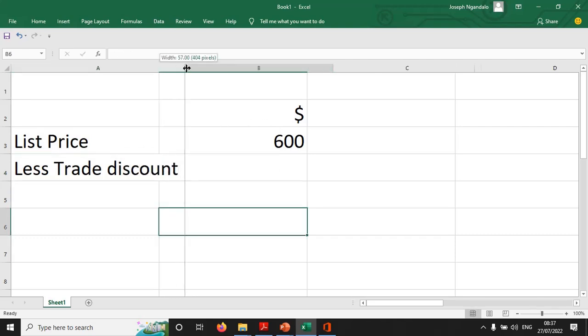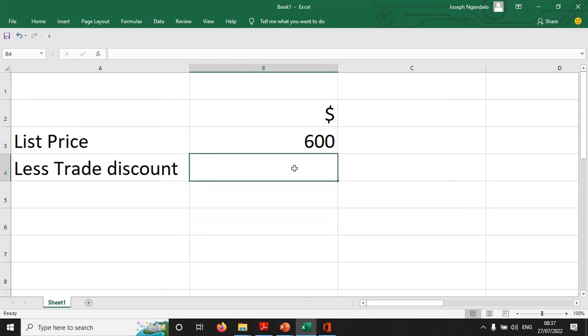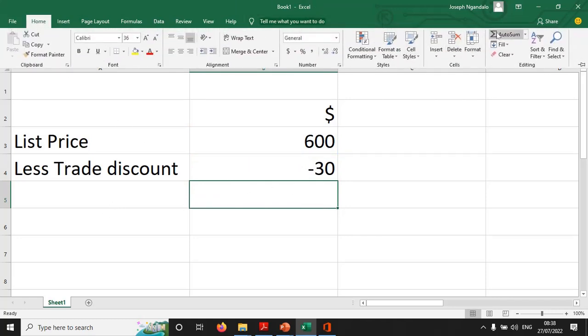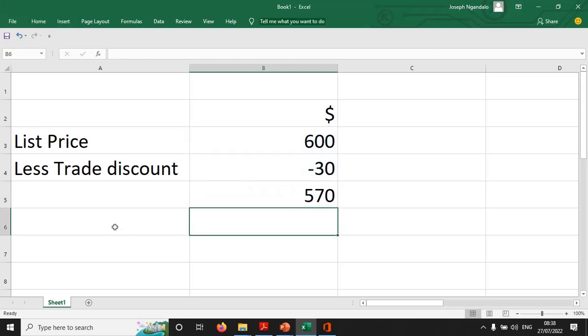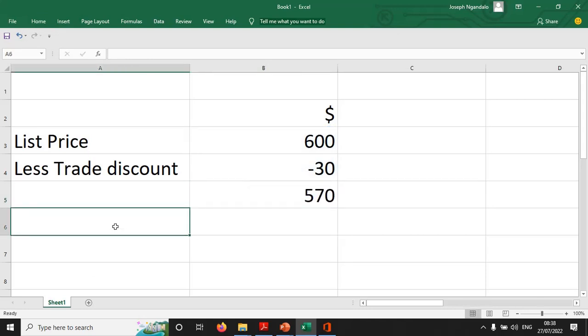So let's maybe do this. How much is 5%? It should be 5% over 600. And of course we have to less, so I'm going to put a minus here. That gives us how much? It's the difference, 570. Yes. And then now we have to bring in the tax, the sales tax components.